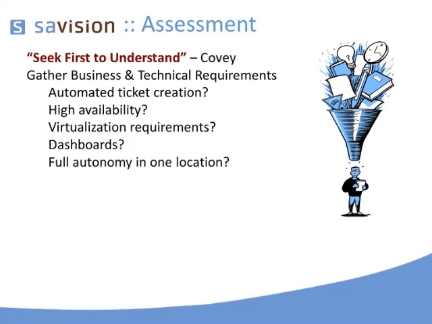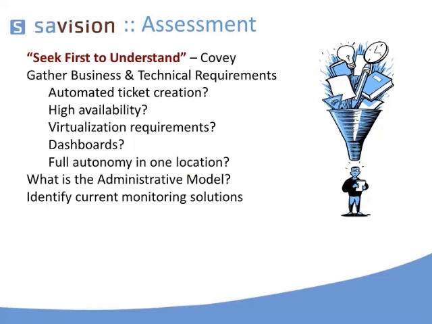Do we have full autonomy in one location? So as an example, a location over in Ireland, and Ireland needs to be completely autonomous. They need to be able to monitor their systems and nobody can touch their stuff. Those types of things we need to know. We need to look at the administrative model, which falls into the autonomy pieces as well. So do we have one centralized IT, or do we have it dispersed? And if we have it dispersed, do we have areas where they have to completely locally control their systems?